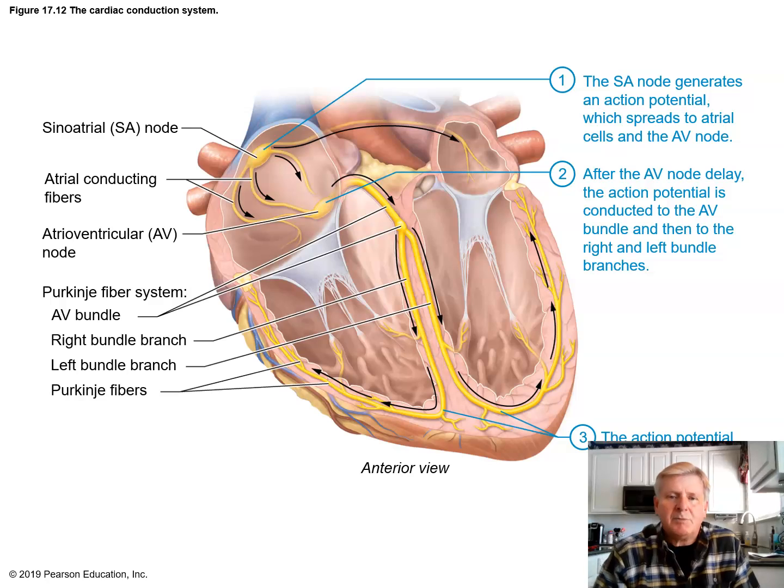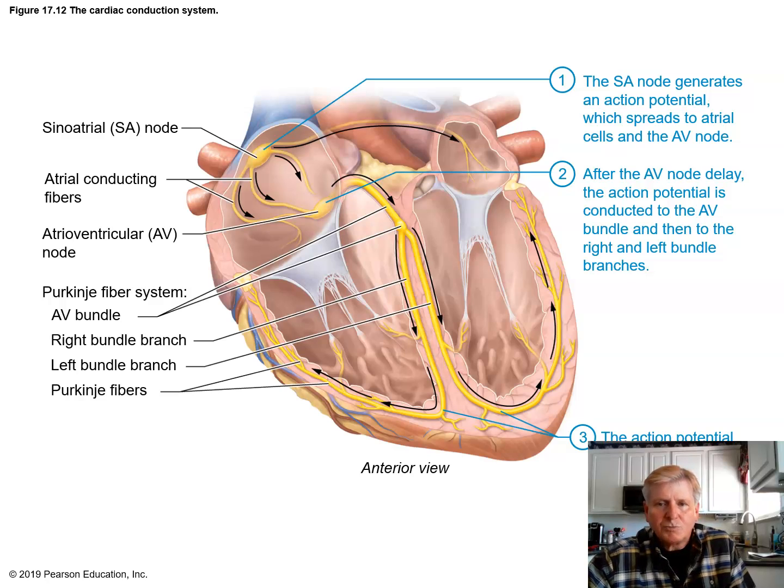Okay, this next image basically reveals the cardiac conduction cycle. Remember, the heart has to pump as a single unit, so you have to have a coordinated heartbeat. So the SA node will beat the fastest. It has the fastest discharge rate. So the SA node becomes the pacemaker. It generates an action potential that spreads to the atrial cells and the AV node.